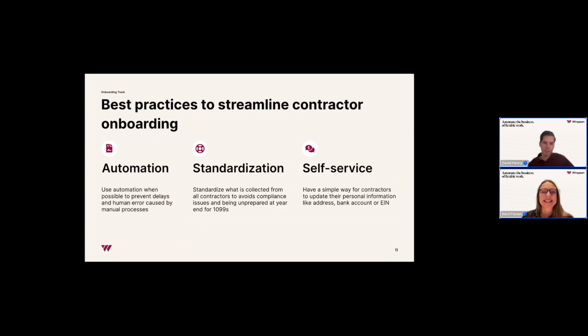And then self-service, lastly on here, is just being able to have the contractors have one way that they can get a hold of potentially multiple people at the company. So I've set up in the past an email address like contractor support, and they only have one place to go where they know, I need to update my bank account, something has changed, I'm having an issue. There are multiple people at the company on the email thread so that you can all take turns jumping in and doing your part for answering it.